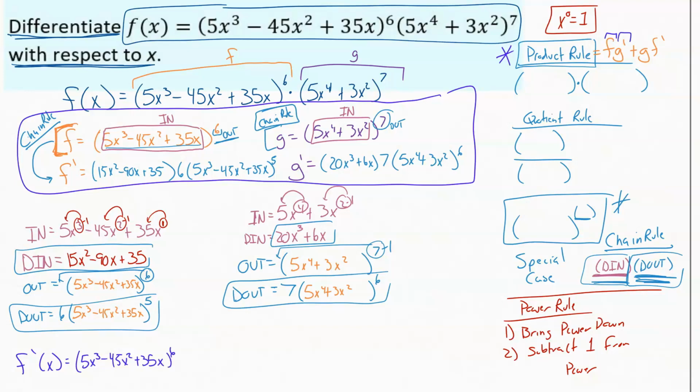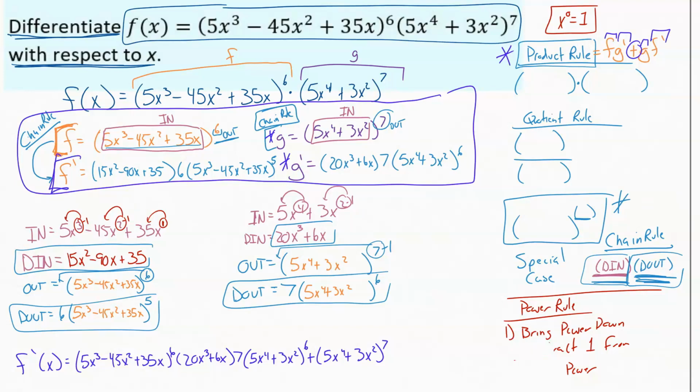Multiply that by g prime. So we go grab our g prime. So 20x to the 3rd plus 6x times 7 times 5x to the 4th plus 3x squared to the 6th. Plus, because that's what our recipe calls for, go grab the g piece. So we go grab our g piece, which is 5x to the 4th plus 3x squared all to the 7th. And then we go find our f prime chunk, which is this chunk here.